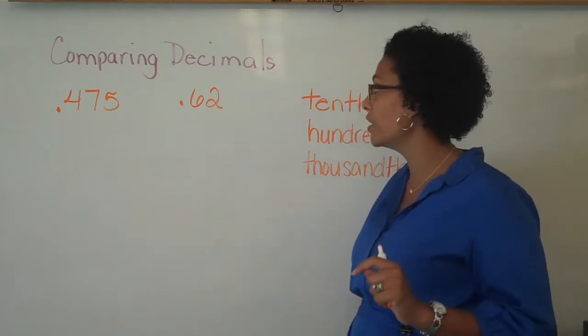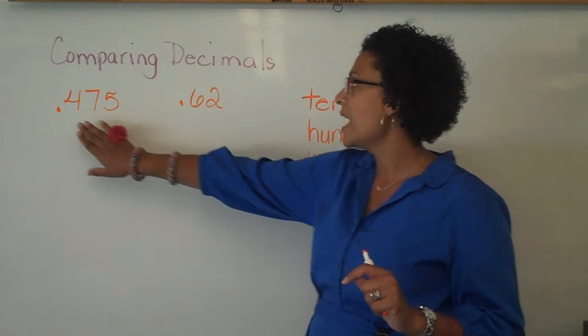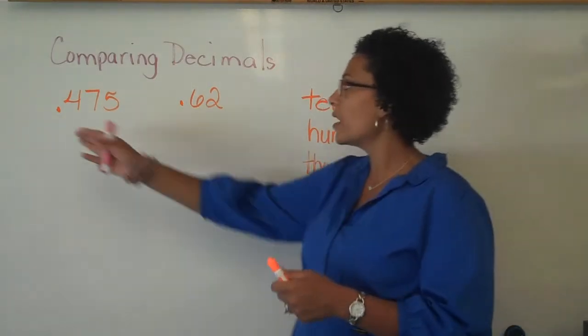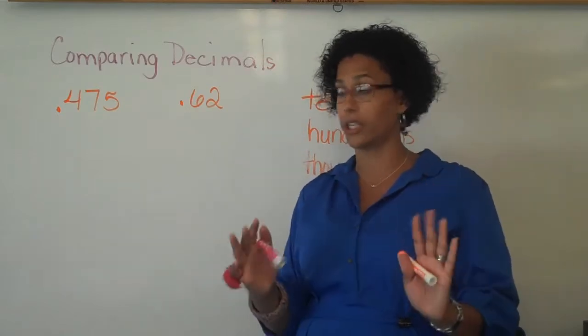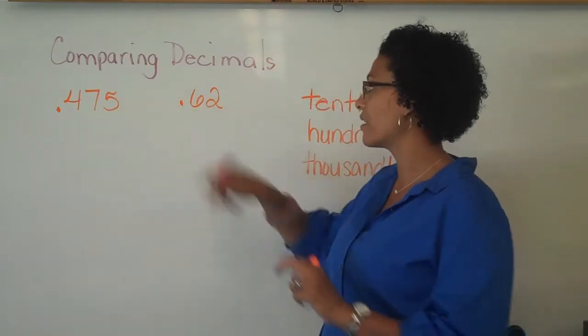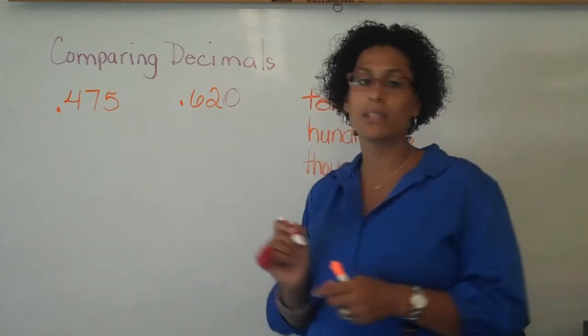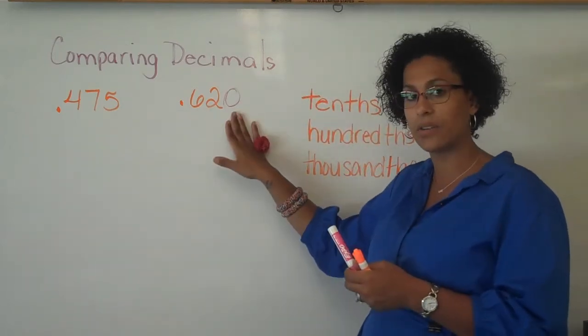So the first thing that I want you to do is take this 62, and I want you to add some zeros to the end. I'm going to change the color because I want to compare the same number of digits. So here I have 3 digits, here I have 2 digits. I want to compare 3 digits to 3 digits, all right? So I'm just going to tack this 0 onto the end.